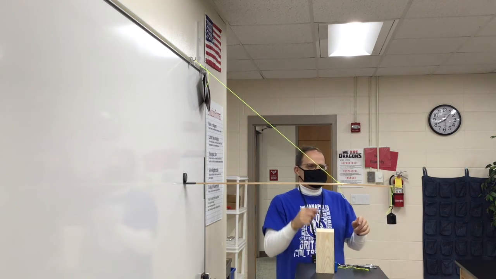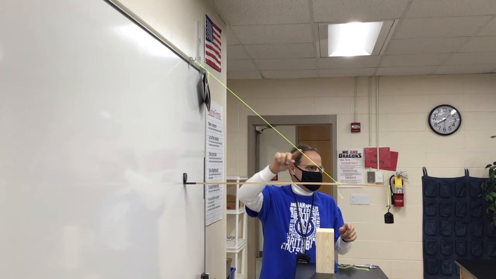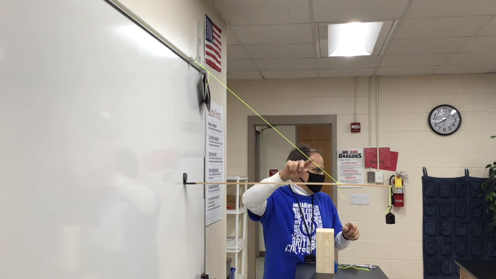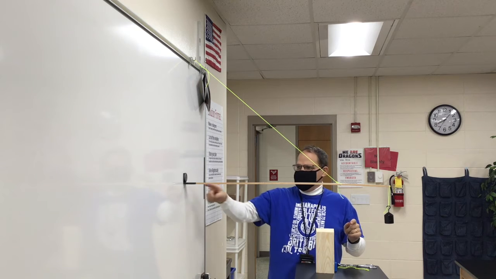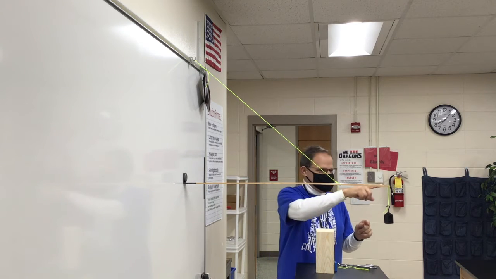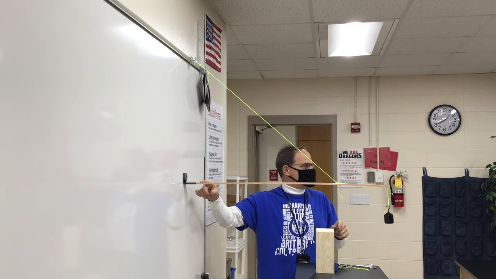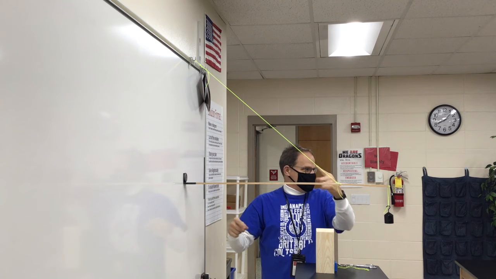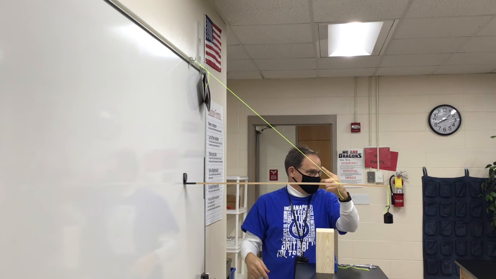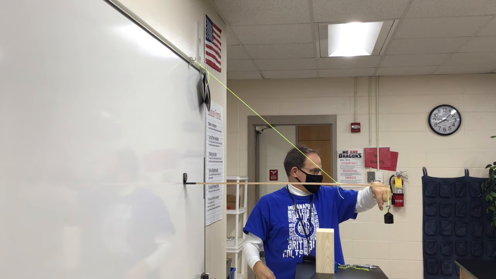What we want to know is, what is the tension in this string right here? So what we have is a rigid object. That's this bar right here. And there are forces acting on it. There's a force going this way, a tension we're trying to find. There's a force going this way.